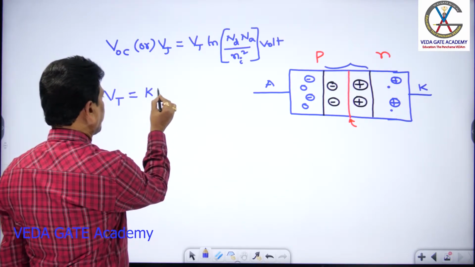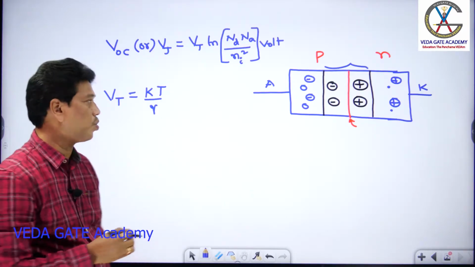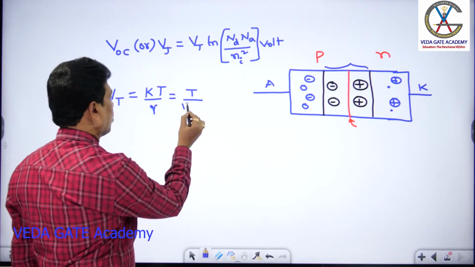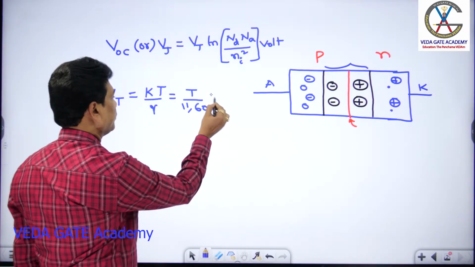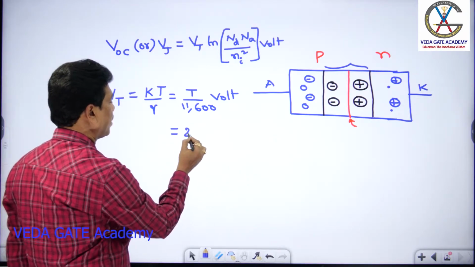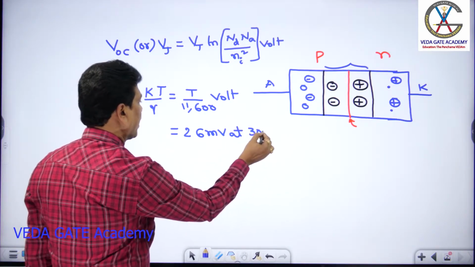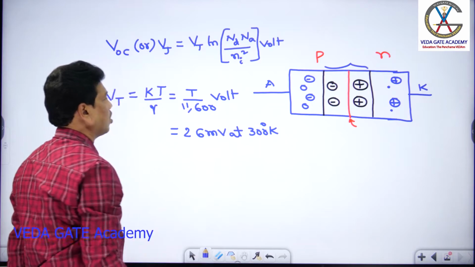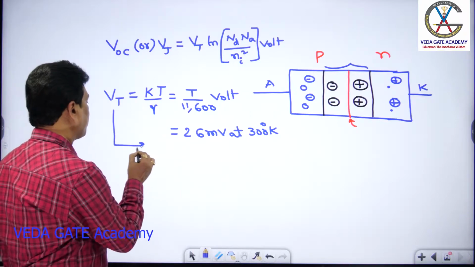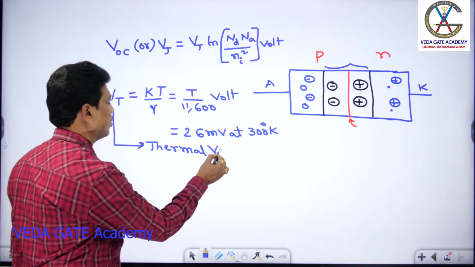So Vt is a thermal voltage defined by kT by q, where k is the Boltzmann constant, T is the temperature, and q is the charge. Substituting k and q, this is T by 11,600 volt. At room temperature of 300 degree Kelvin, it is around 26 millivolt. And I said that this should be the thermal voltage.